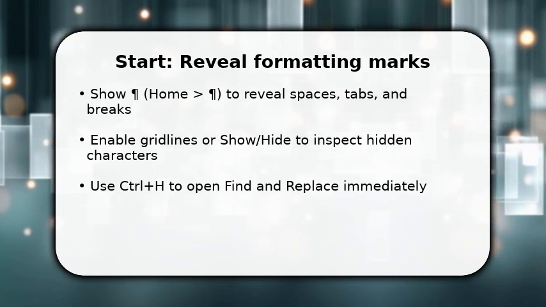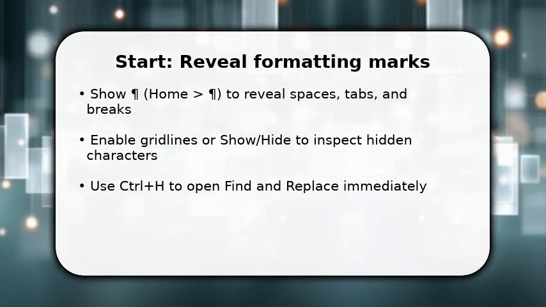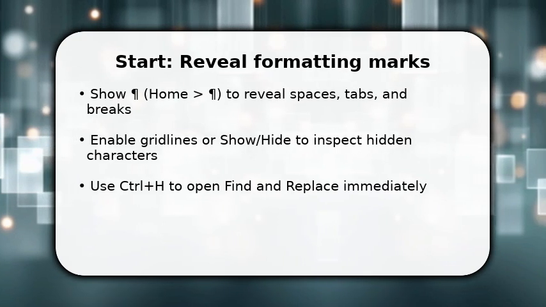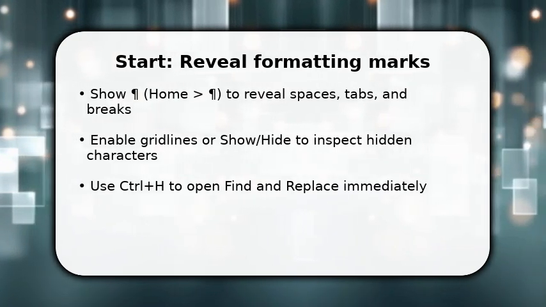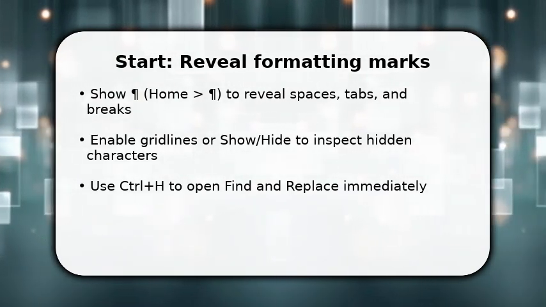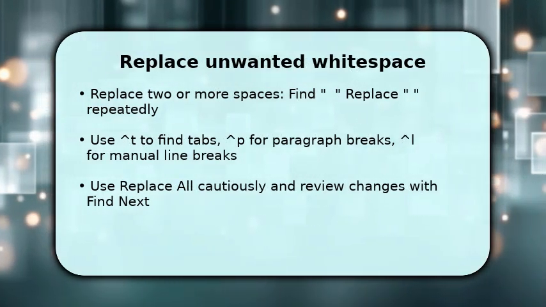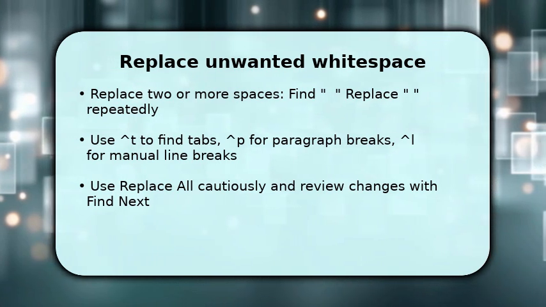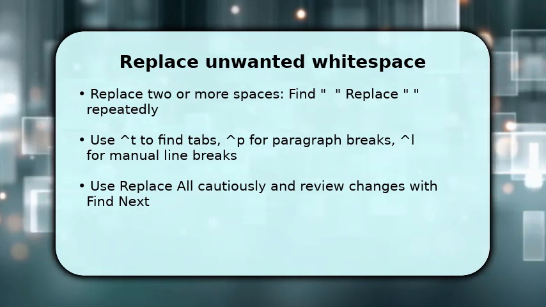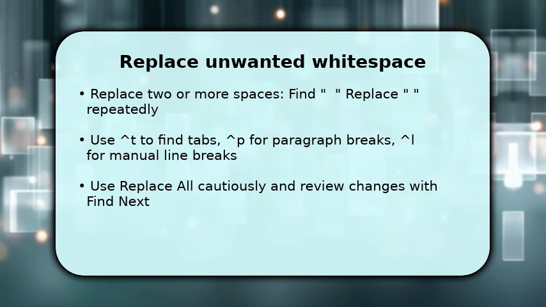Make sure to scan the document visually first so you know whether the problem is multiple spaces, tabs, or breaks. You'll target each differently in the next step. You now perform precise replacements. To remove extra spaces, enter 2 spaces in Find and 1 space in Replace, and click Replace All. Repeat until no double spaces remain.